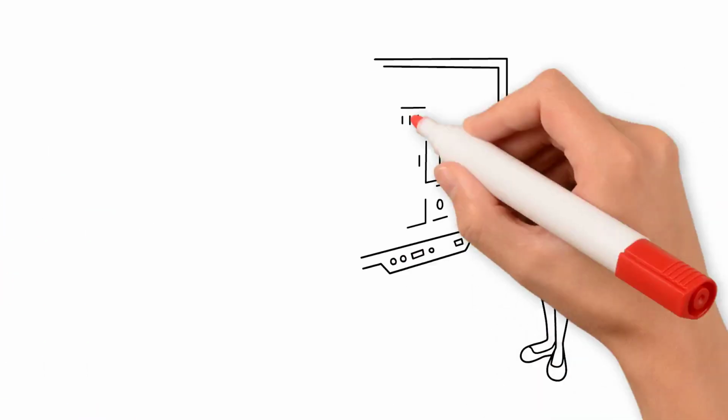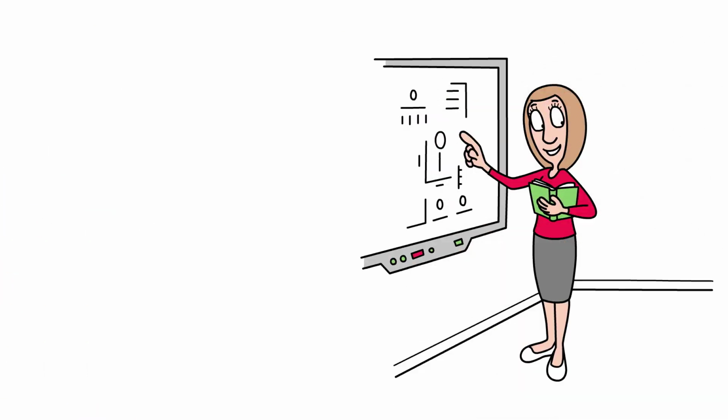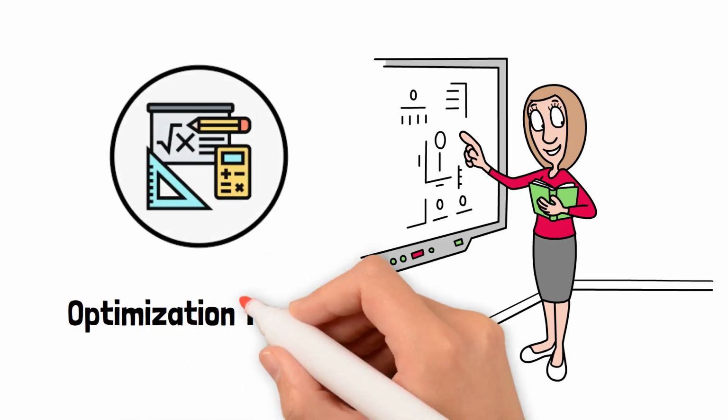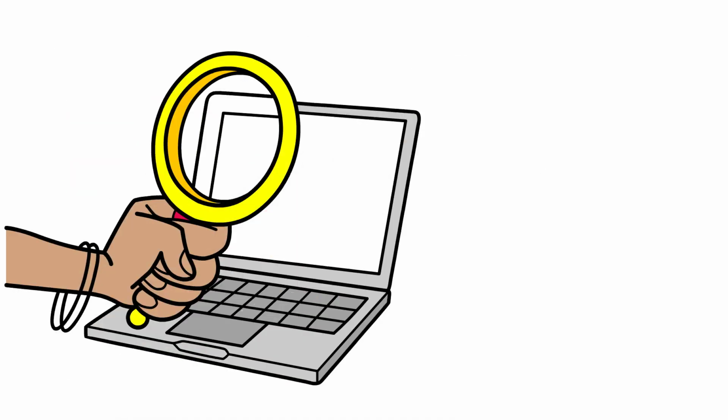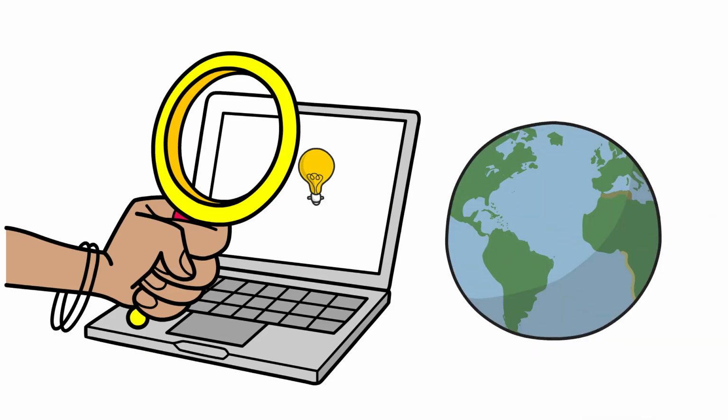Today, we turn to one of the most practical and powerful areas of mathematics: optimization theory. It's the science of finding the best possible solution in a world full of choices and constraints.